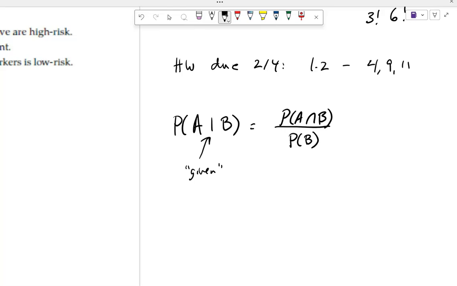If you think about it from a counting perspective, again, having given information changes the size of your sample space. You have just the number of ways that B can happen, but we also need A to happen at the exact same time, right? So we need to make sure we count both A and B at the same time. All right, so let's see if we can do a quick problem with this. I got some extra problems here to work on as we go along.